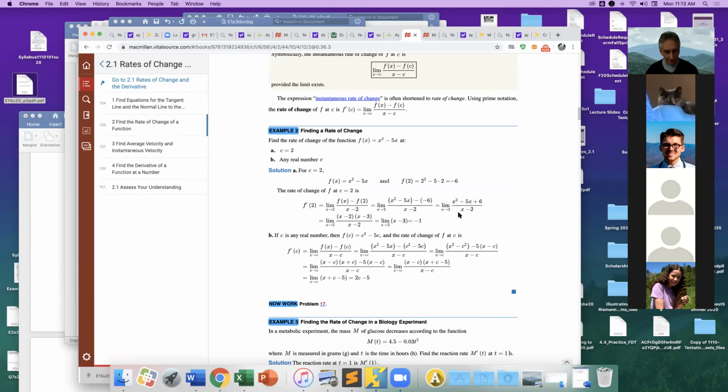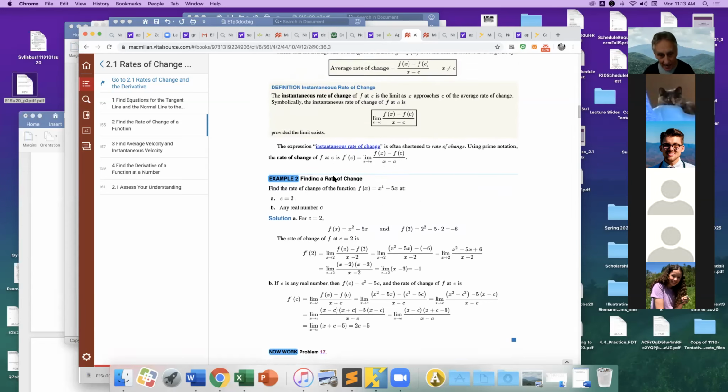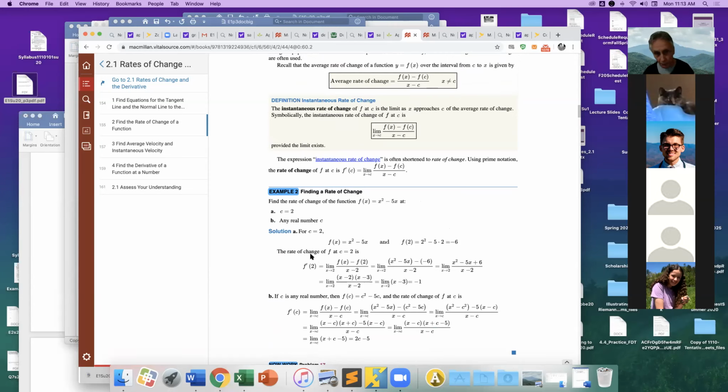So let's look at this example. I was going to work through one, but they do this here in the text. It says, find the rate of change of the function at c equals 2. So you plug in the function. The rate of change of f uses this function right here. It's the limit as x approaches 2 of f of x minus f of 2, over x minus 2. So you just plug in 2 for all the c's here.